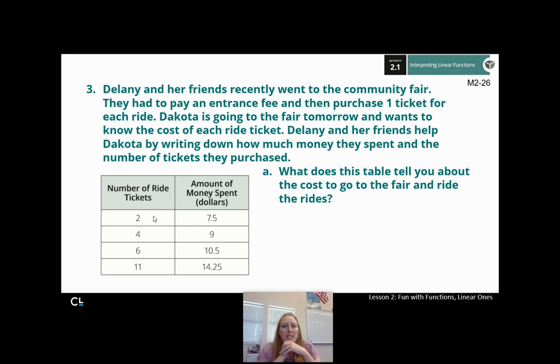So believe it or not, this table does tell you about the cost to go to the fair, and it also can give you the information about how much it was to ride the rides. Again, I would suggest picking two of these points. I don't care which two, pick two, and find the slope and see if you can use it to find out how much it costs to go to the fair and how much it costs to ride the rides. Go ahead and hit pause, find that slope, see what you can do with it and what it can tell you, and then hit play when you're ready to check your work.